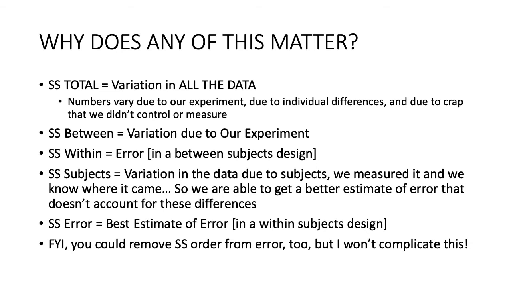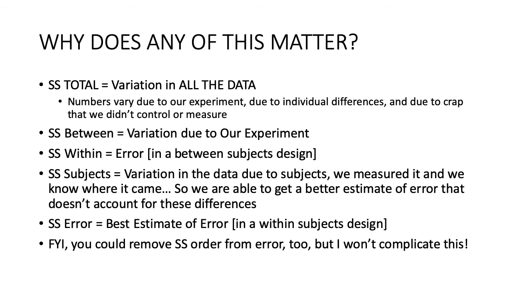So if we're looking at this as signal to noise, we've got SS total, neither signal nor noise. SS between, signal. SS within, noise in a between subjects design. SS subjects, well, that's not error. That's not our manipulation either. That's neither, but it's just the variation due to individual differences. Then we have SS error, which is our best estimate of noise after we've removed individual differences from a within subjects design.